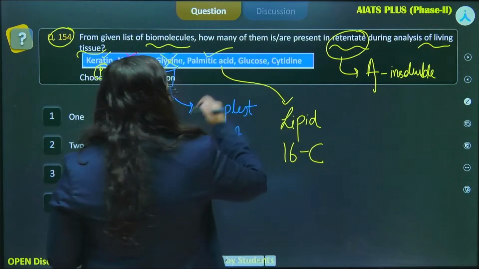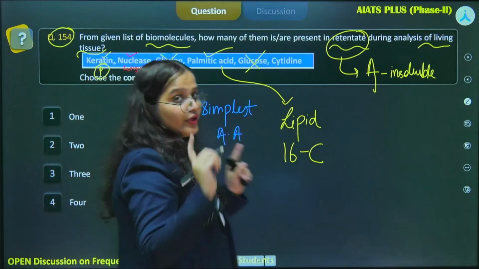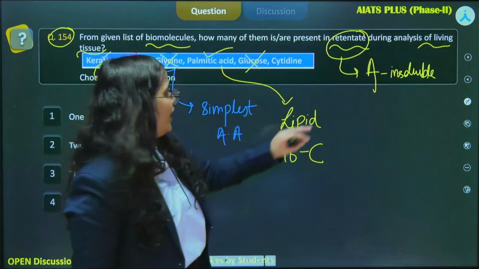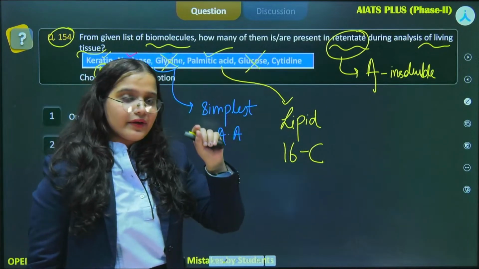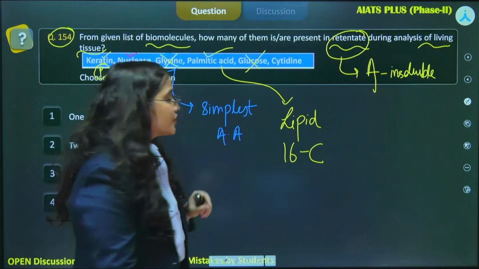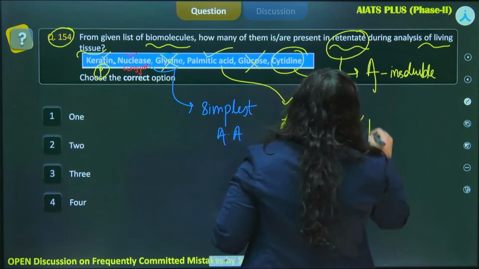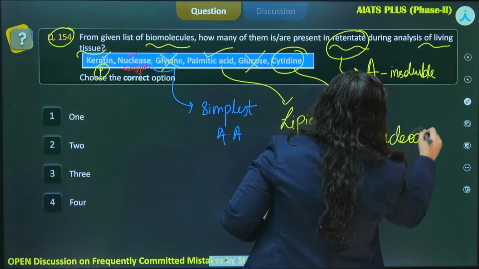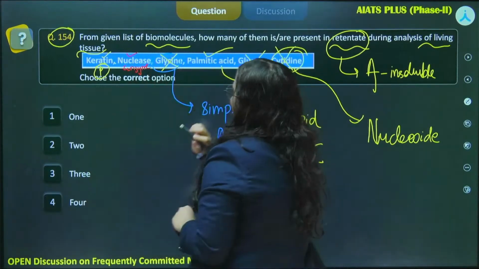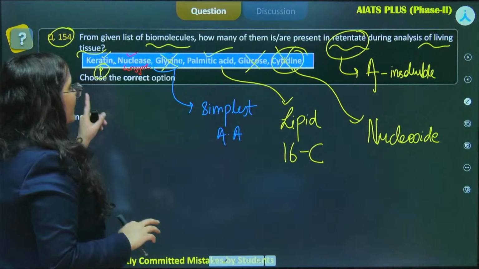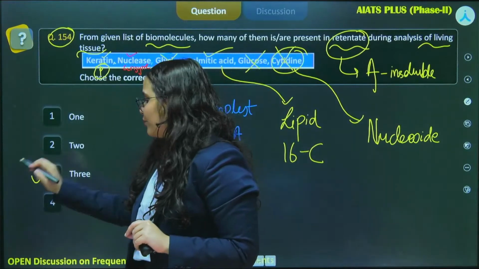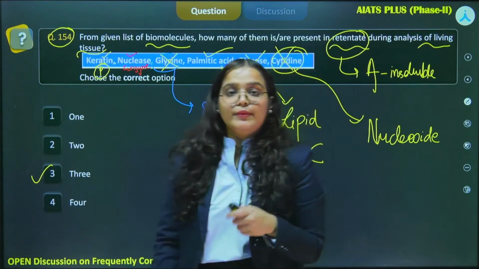Alright. Now moving to glucose. Again, we discussed in a previous class very clearly that glucose is a monosaccharide, and therefore glucose will not be found in the acid insoluble fraction. Then we have cytidine. Cytidine is again a nucleoside, and nucleoside will not be found in the retentate, therefore we will not include cytidine in our answer. So we can see we have just 3 molecules that will be found in the retentate, and among the options given we have 3 in option third, therefore the answer will be option third.